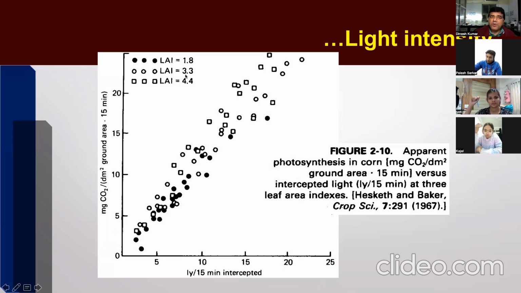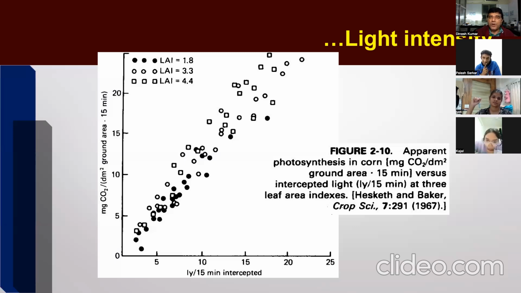In another, they have got 3.3. In another, they have got 4.4. So it is not that whatever light is received, the plant will be able to utilize all the light. It depends upon the leaf area, how many leaves our plants are having. If our plants are having less leaf, then the leaf area index will be less. Leaf area divided by land area.